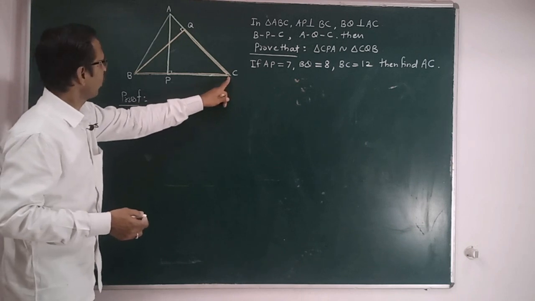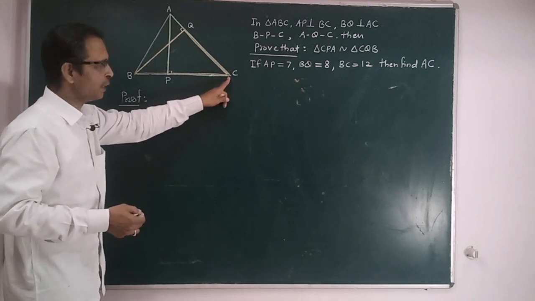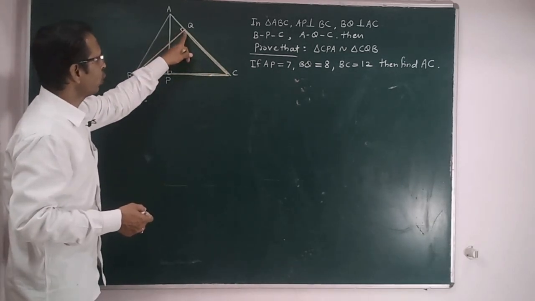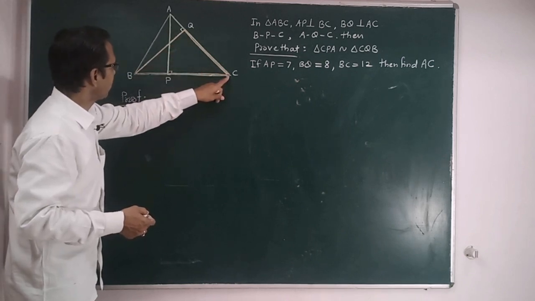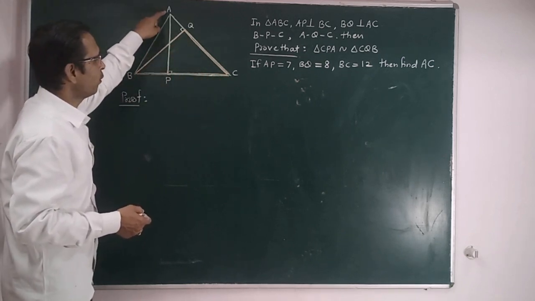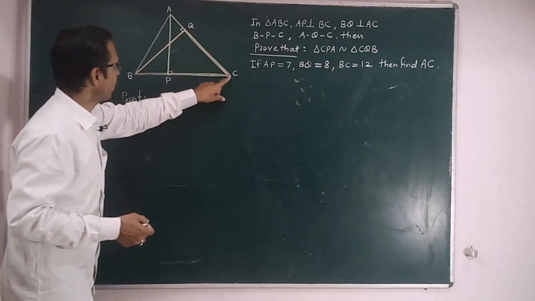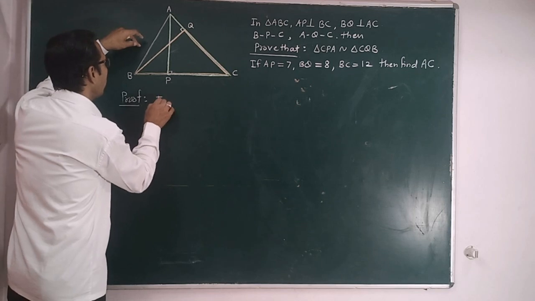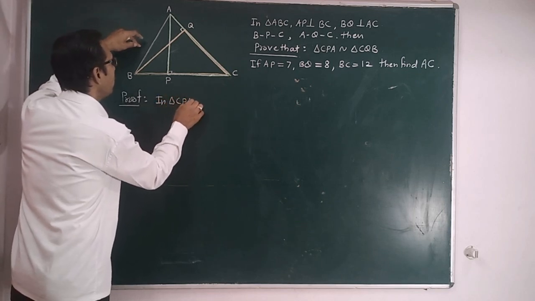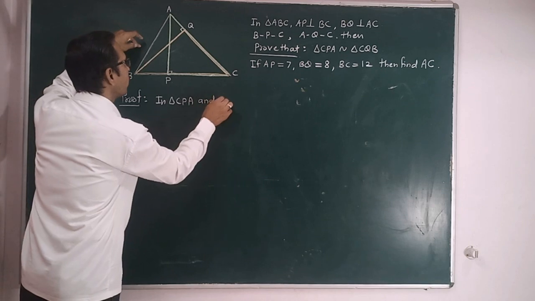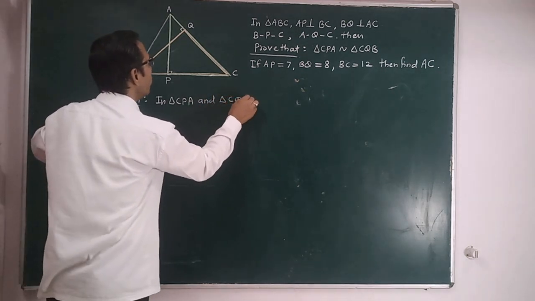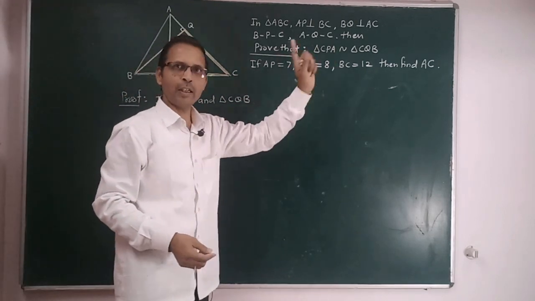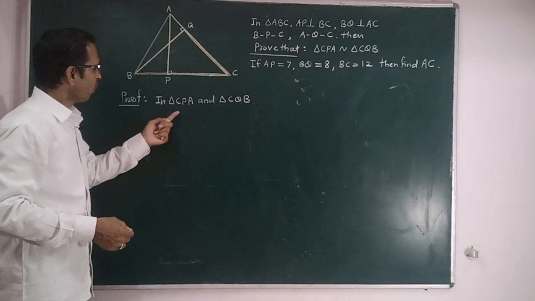First we take angle C because it is common, then the right angle Q, or we take CPA. In the first triangle we are given CPA, and that's why we take CPA. Now in triangle CPA and triangle CQB, the names of the triangles which are given to you are also in one-to-one correspondence.